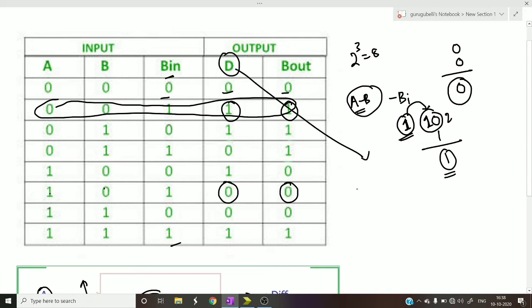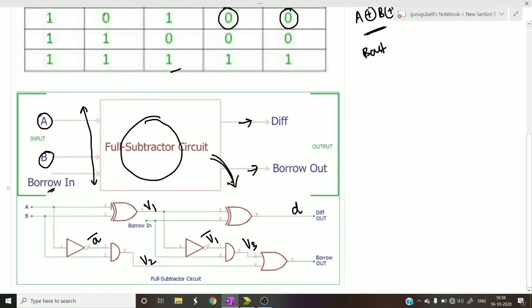For difference, you will get A XOR B XOR borrow in. And similarly, you write the K-map equation for borrow out in the simplest manner. I wrote it like this, but you may get a different equation, though the functionality would remain the same.